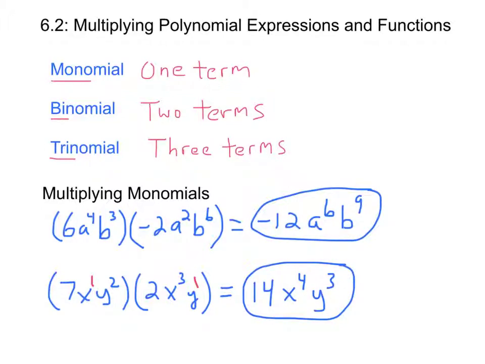So you can see it's fairly simple to multiply two monomials together. And if you even had three monomials multiplied together, you would do the same thing. You could just do the first two together and get that answer, and then multiply that by the third one.